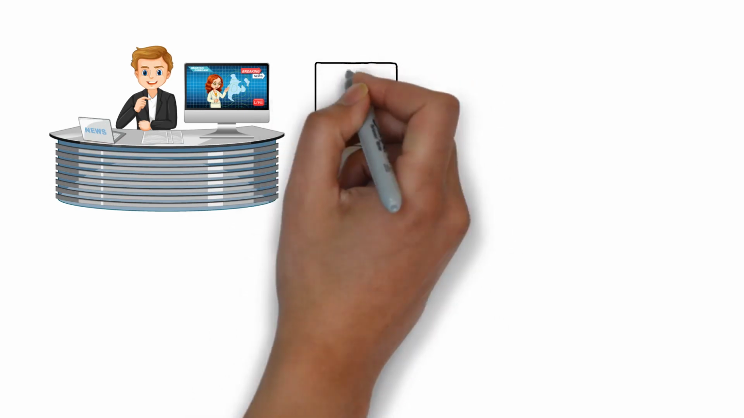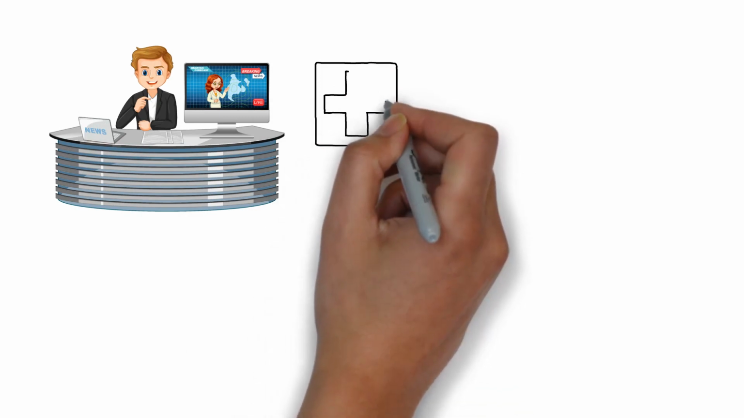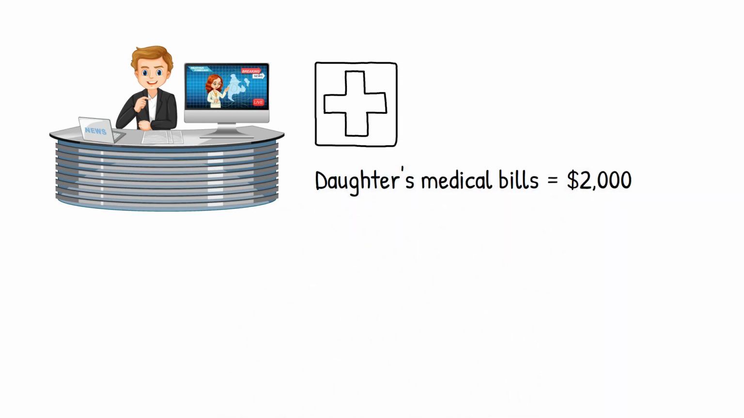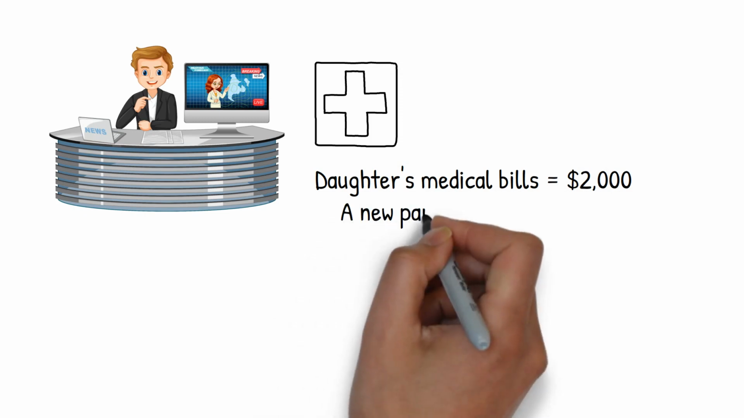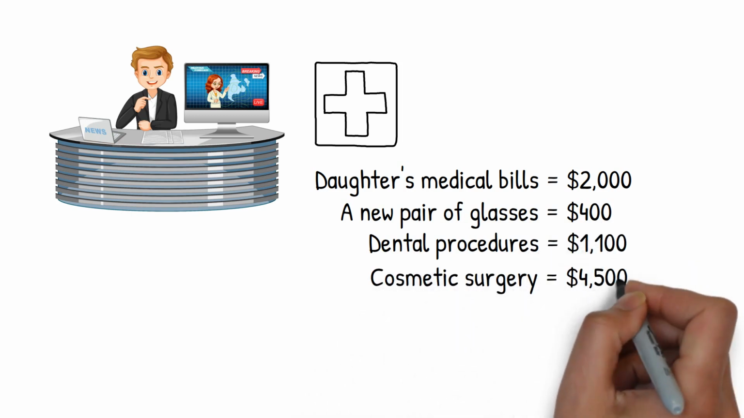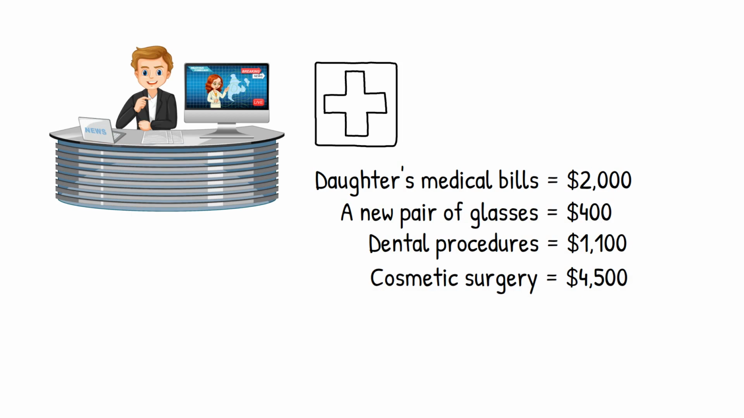In a different scenario, let's meet Leo, a television anchor conscious of his on-screen appearance. Leo decides to undergo several medical procedures and purchases to maintain his image. His expenditures for the year include $2,000 for his daughter's medical bills. His daughter is claimed as a dependent by Leo's former spouse, $400 for a new pair of glasses, $1,100 for dental procedures, and a substantial $4,500 for cosmetic surgery to address his concerns about aging.